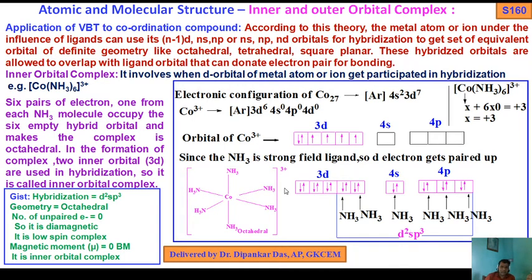What is an inner orbital complex? How is it formed? Why is it called an inner orbital complex? And what is the hybridization? I have discussed everything. So this is the inner orbital complex.